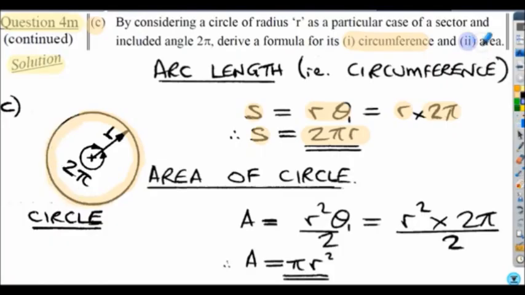And part 2, calculating the area. Area here is r squared theta 1 divided by 2. Theta 1 is now 2 pi, so that simplifies to area is equal to pi r squared. We should be able to recognise the formula for circumference, often expressed as pi d actually, but it's 2 pi r here, and the area of a circle often stated as pi r squared.